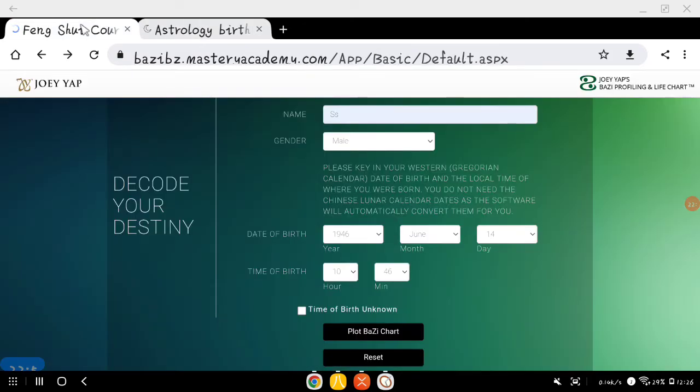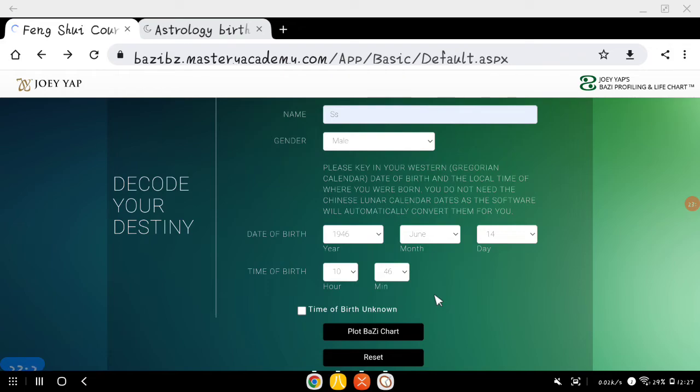So now we have a website here. This is Joey Yap's Bazi app, so you can also search on it and plot your chart. We just put the name and gender, because it's male, and the date of birth and time of birth. These are very important, and it's based on the solar time.